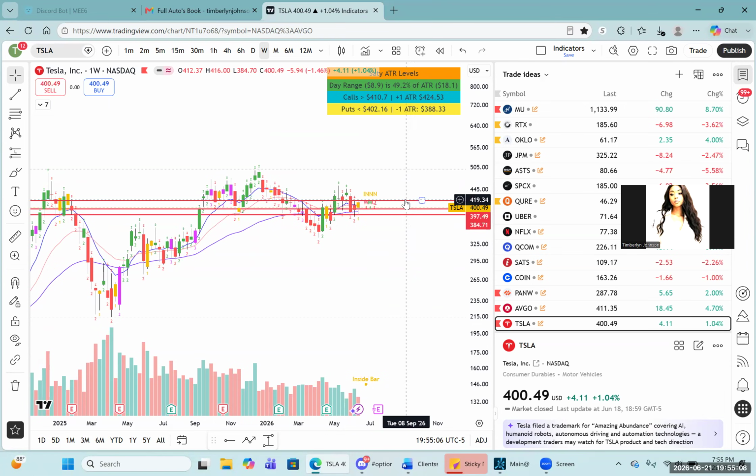And if we broke the top of this inside bar at 419, I'm probably going to be aiming for this 438 area. I'll probably get a 435, 430 to be safe.